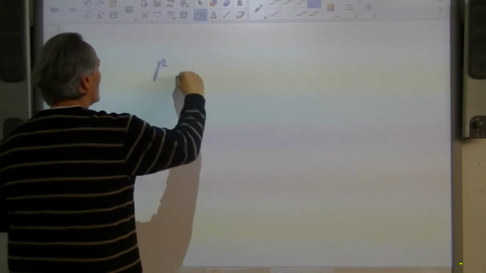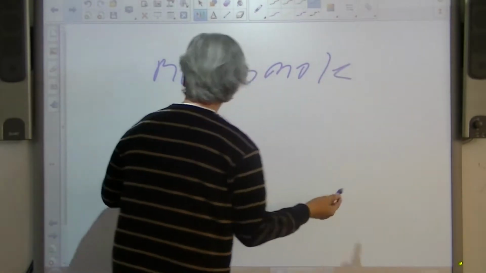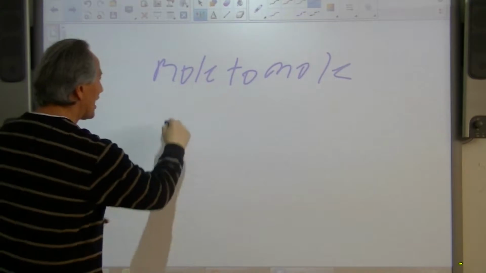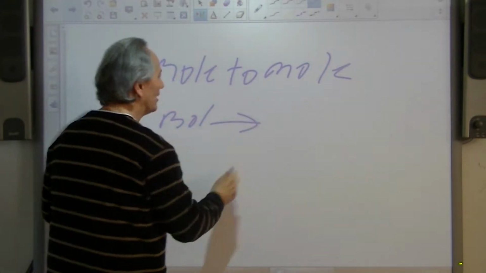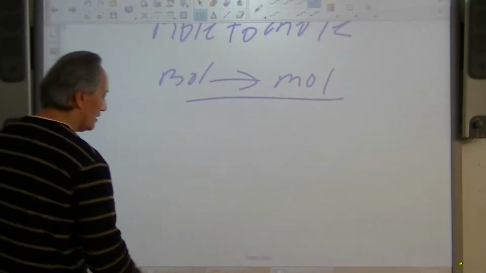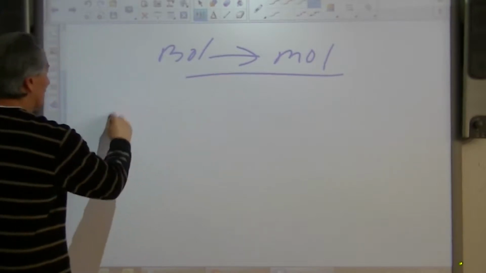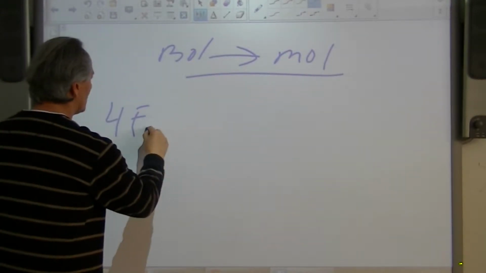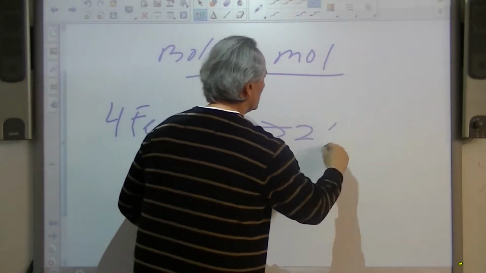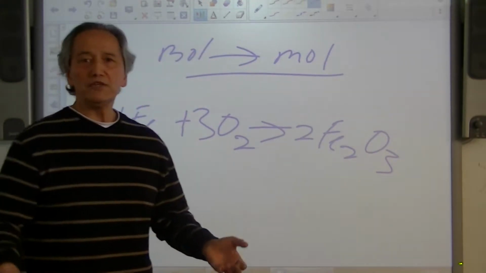The first one that I want to identify is a mole to mole stoichiometric problem. I'm going to refer to the abbreviation of mole, which is MOL, and use an arrow: mole to mole. This would be our first stoichiometric problem that we will work today. I'm going to use the same chemical equation, 4Fe plus 3O2 yields 2Fe2O3.